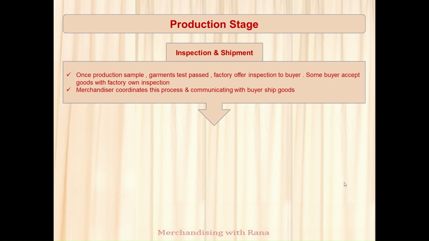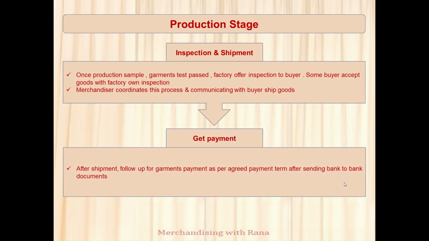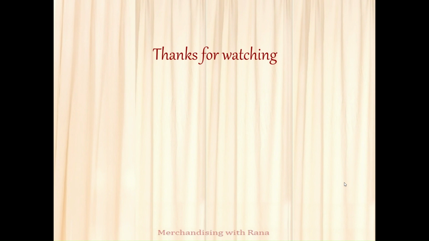Inspection and shipment. Once the production sample is approved and the garments test passed, the factory will offer the inspection to the buyer, that is the buyer QA. Some buyers accept goods with factory own inspection. The merchandiser coordinates this process and communicates with the buyer to ship the goods. Once the goods are shipped, I have to follow up with my commercial team that we are getting the payment as per the agreed payment term.